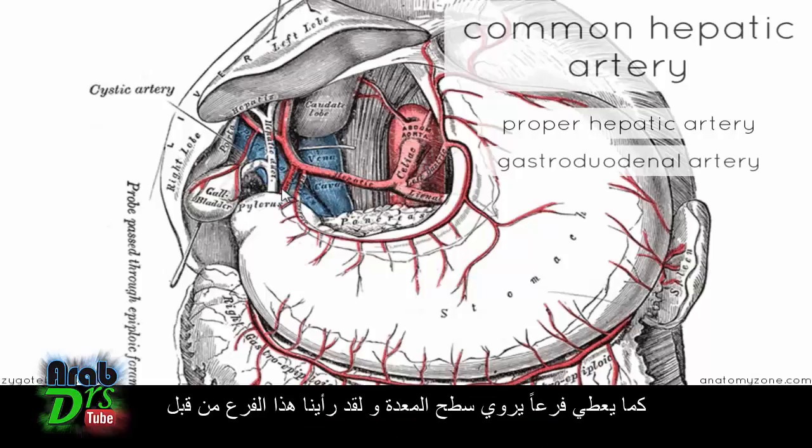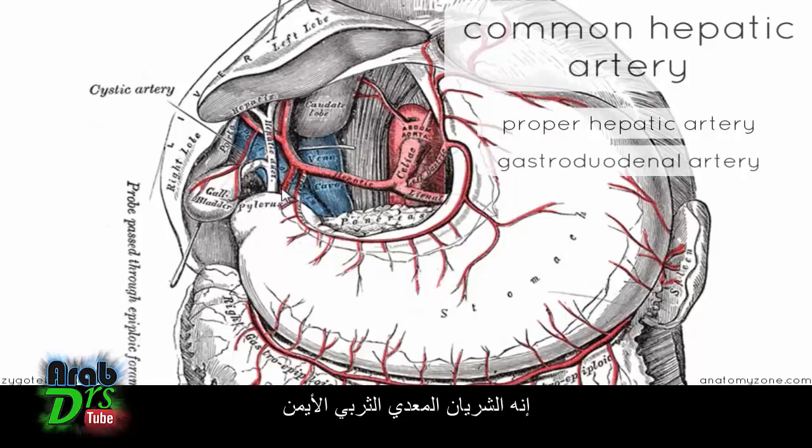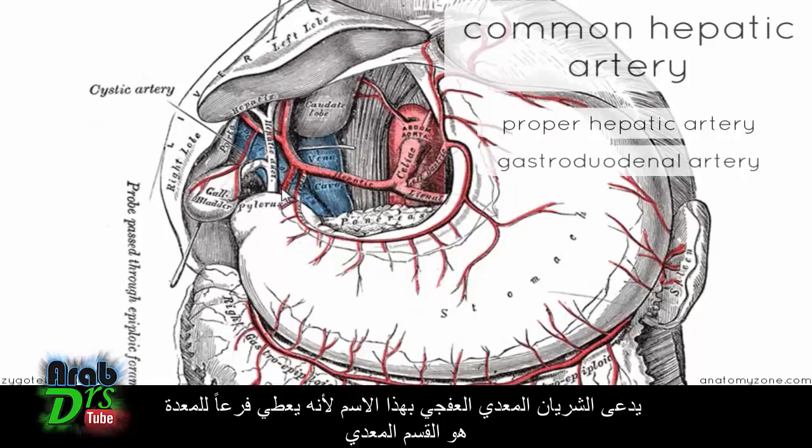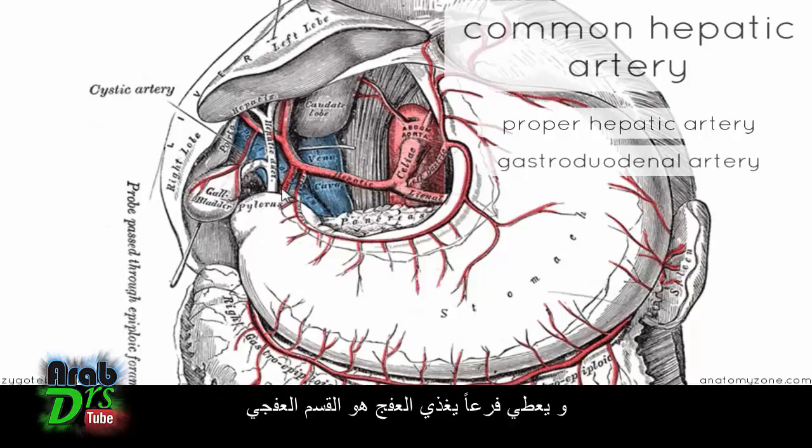which descends to supply the duodenum and the head of the pancreas. So it also gives off a branch which supplies the surface of the stomach, and we've seen this branch before. It's the right gastroepiploic artery. So it's called the gastroduodenal artery because it gives off a branch to the stomach, the gastro part, and it gives off a branch which supplies the duodenum, so the duodenal part. So it's the gastroduodenal artery.